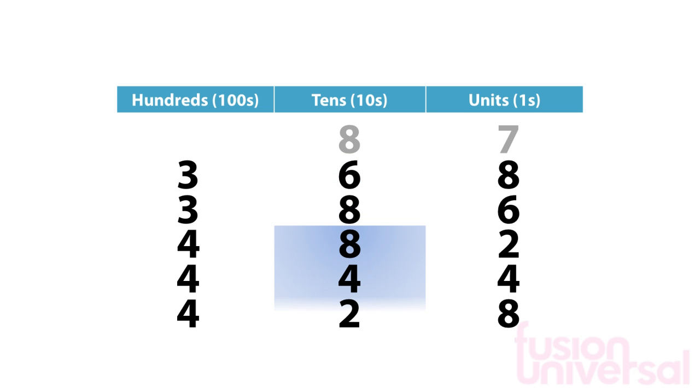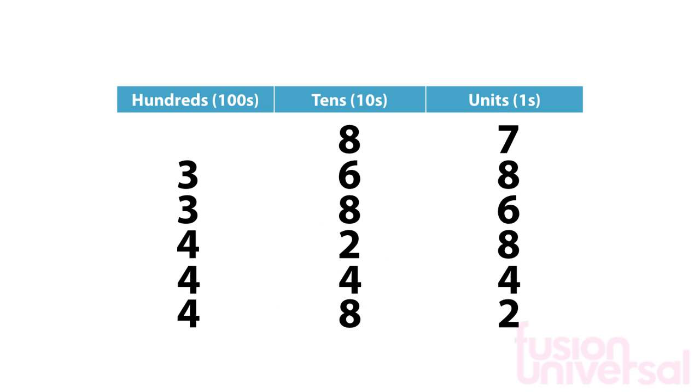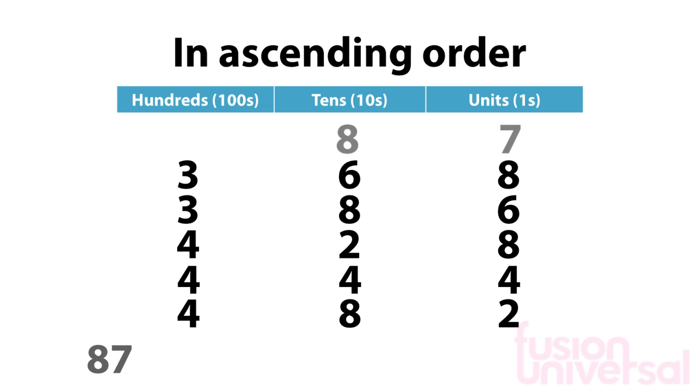Now let's look at the numbers with 4 in the hundreds column. Now let's look at the tens column for all these numbers. If we look at these three numbers, they should be in the order 2, 4, 8, so the numbers can be rearranged to give this. We now have all six numbers arranged in ascending order.